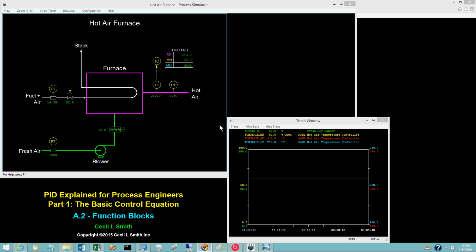This video examines the function blocks required to implement the hot air temperature loop for the hot air furnace. These will be presented by constructing the block diagram. A good starting point is the hot air temperature transmitter. As on the P&I diagram, we will represent this component by TT enclosed in a circle.